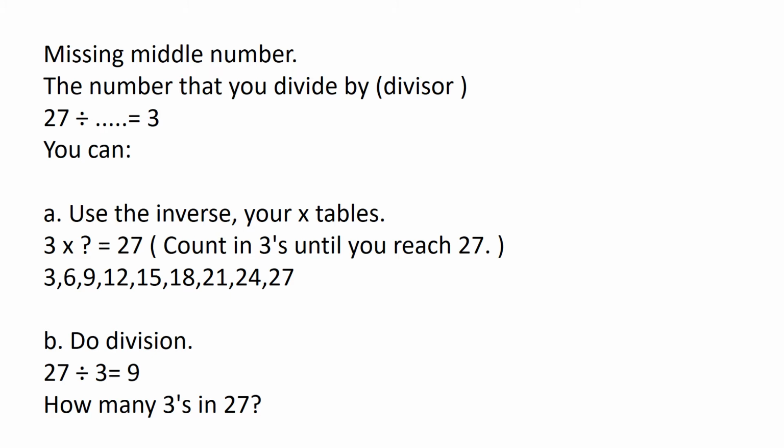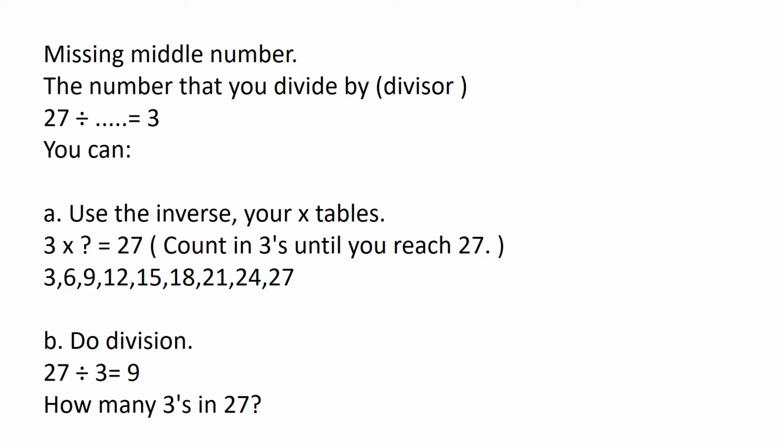So when the missing number is in the middle, our problem was 27 divided by something equals 3. So we are trying to work out the number that you divide by, which is called the divisor. You can use the inverse again, and we know the inverse to divide is times. So we would go 3 times something equals 27. To work out that answer, you would count in your 3s until you reach 27. So 3, 6, 9, 12, 15, 18, 21, 24, 27.